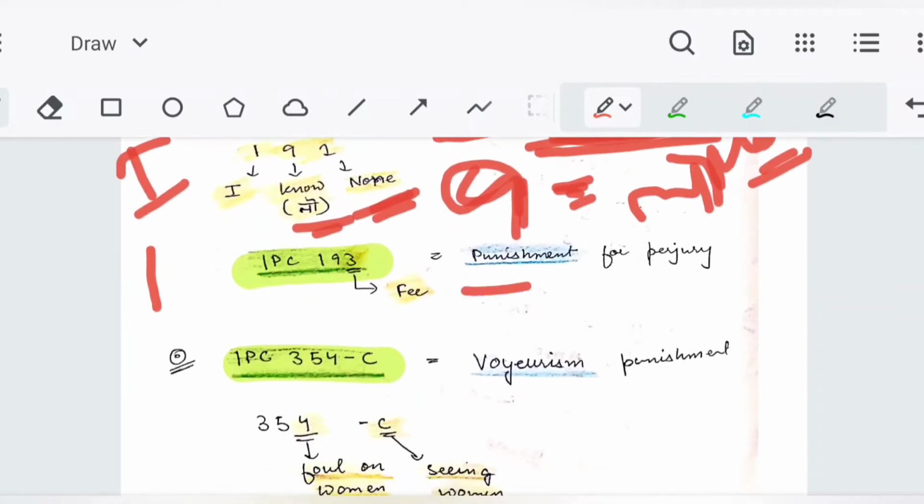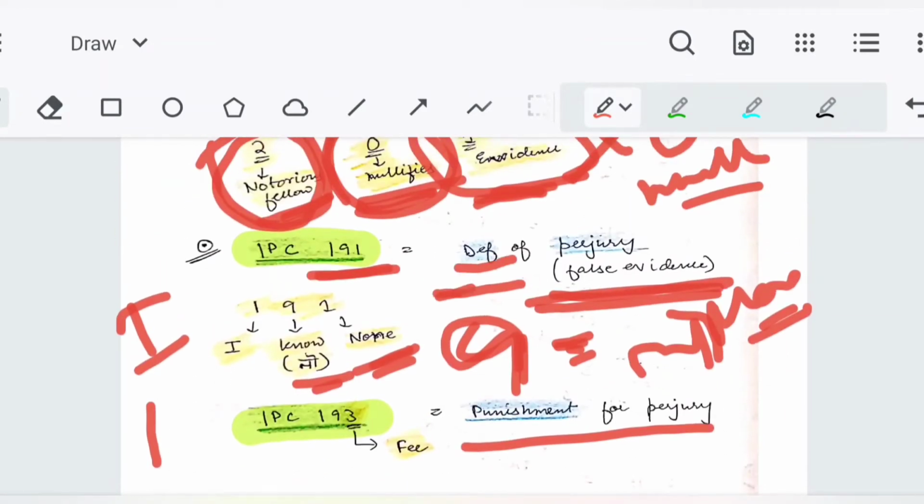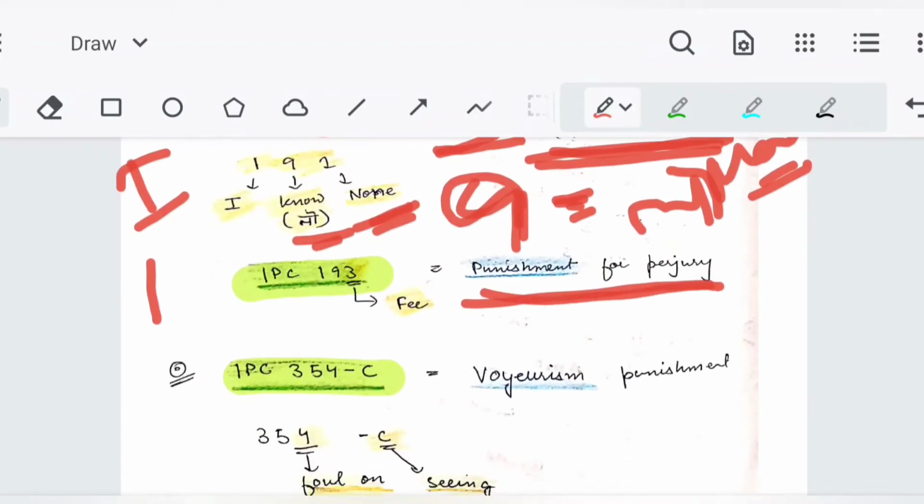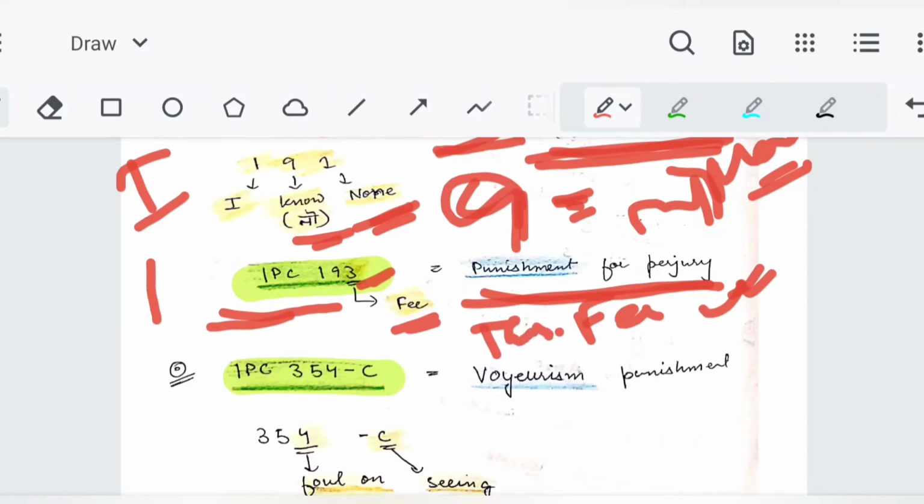Now punishment for perjury. This was the definition for perjury, and now it's the punishment for perjury. It is 193. 3 is fee. You have to give a fine for it. So fee is 3. 3 is equal to fee. So punishment for perjury is 193.